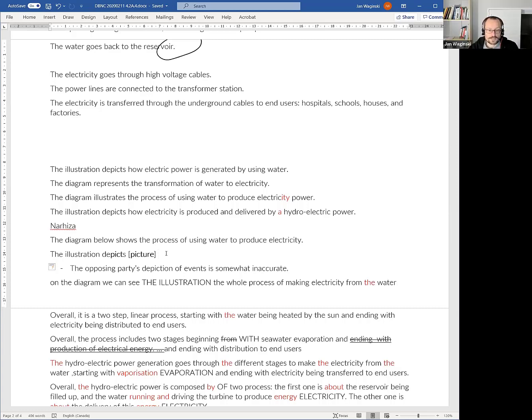Okay. Thank you. Welcome. The illustration depicts the process of using water to produce electricity. How do we paraphrase that? You've got some good examples there, but how do we do it?